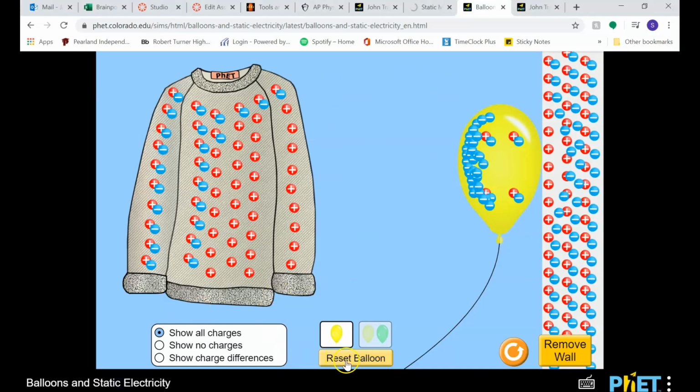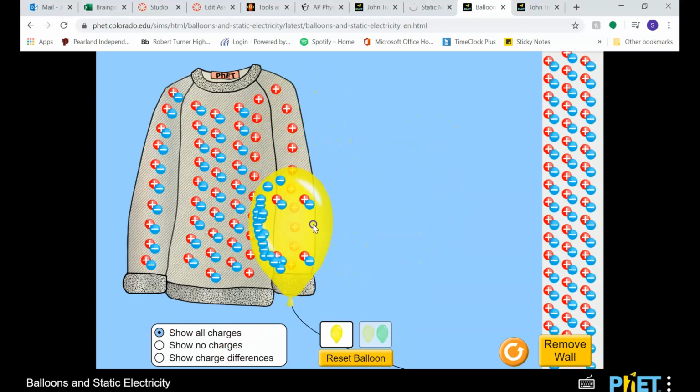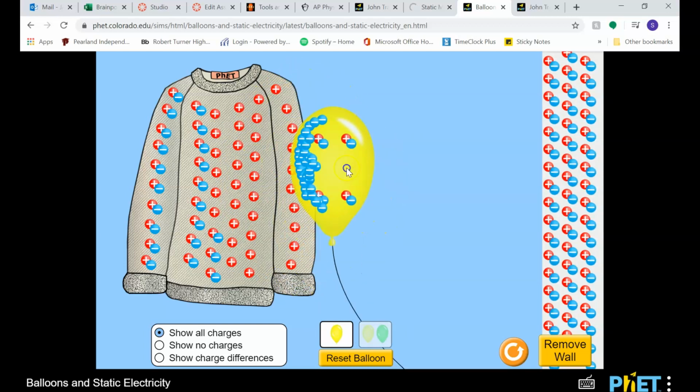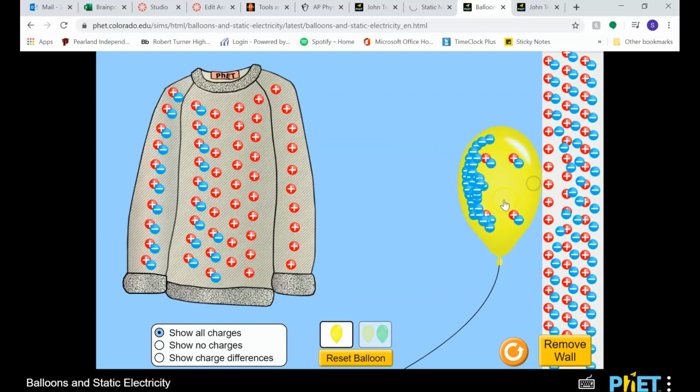So if I take a look at this, essentially what's happening is you can take a balloon and you can rub it, and by friction you can pull electrons, because electrons are free to move, and so they're able to pull off here. So now if I set it over here, it'll stay there.